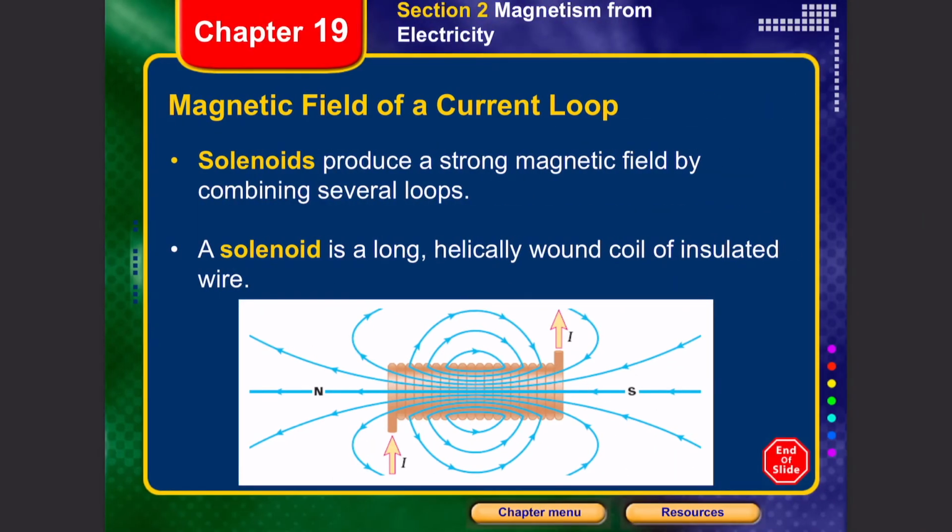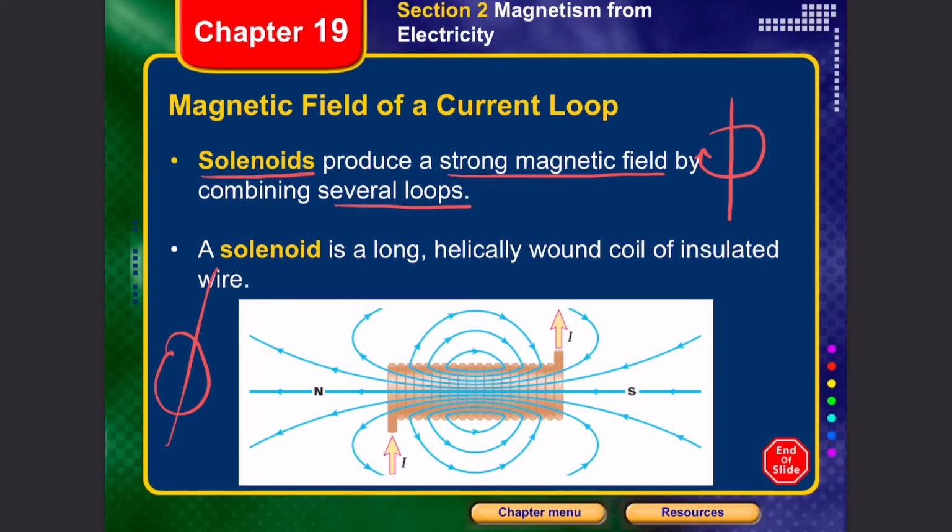Now, we talked about the current passing through a wire and the direction of the magnetic field where the wire is straight. What if the wire is a circle in several loops? We call those solenoids. Solenoids produce really strong magnetic fields by combining several loops. Remember that a straight current produces a circular magnetic field. In the same way, a circular current produces a straight magnetic field.